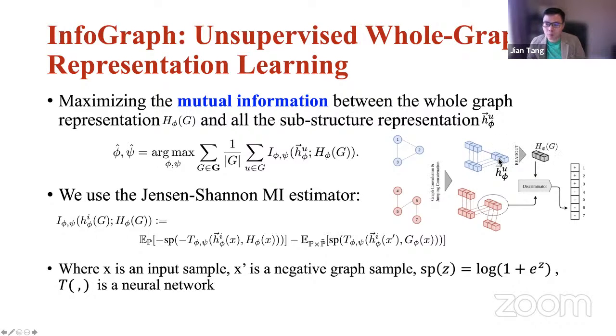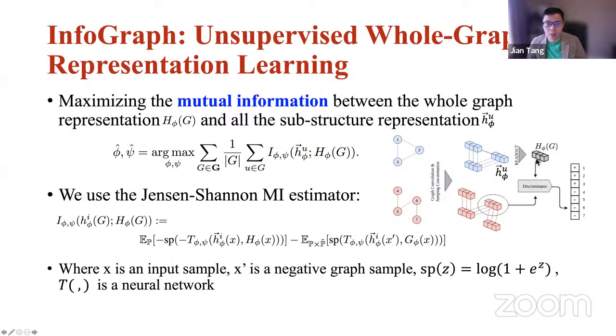Basically we train a discriminator, so we treat the whole graph representation and the substructure representation from the same graph as a positive pair. So this is a positive pair. But how can we construct a negative pair? We take a substructure representation from a different molecular graph in the training batch, and combine this one with this whole graph representation. The two are from different graphs, so they are treated as a negative pair, right? And then we train the discriminator to distinguish the positive pair and the negative pair.